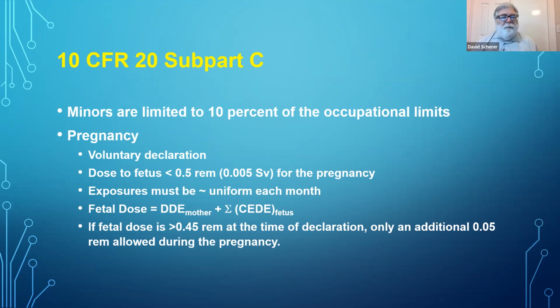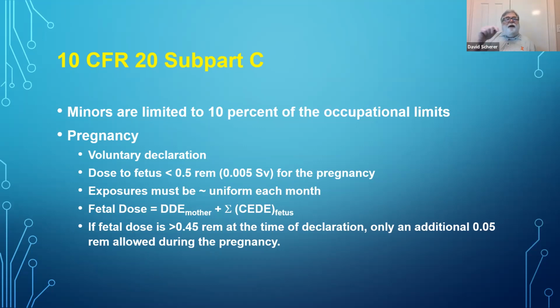If there's a declared pregnancy, the dose of the fetus must be maintained at less than half a rem, 500 millirem, for the entire gestational period. The exposures must be roughly uniform. You can't give all the 500 millirem in one dose and then nothing the rest. It needs to be roughly uniform throughout the period. It consists of the external exposure to the mother, plus any dose because of internal exposure that would accumulate in the fetus or from the mother exposing the fetus. We went through internal dosimetry before. It's a complicated process, but that's a requirement.